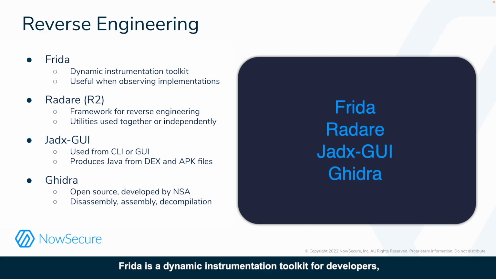Frida is a dynamic instrumentation toolkit for developers, reverse engineers, and security researchers. Frida allows us to modify the behavior of a target application. It is especially useful to leverage while observing if an app may have obfuscated source code, is using anti-tampering or anti-debugging protections, or is properly implementing network communications, among other things.